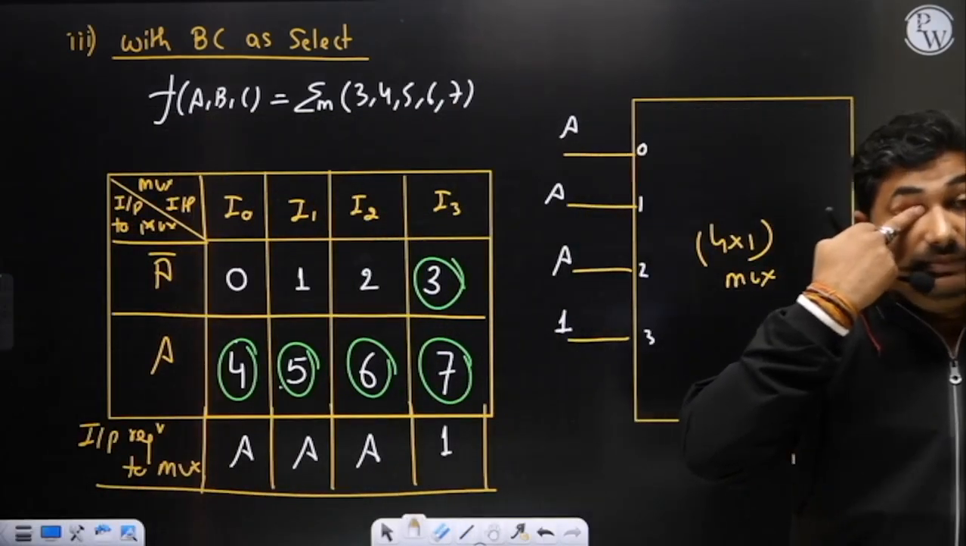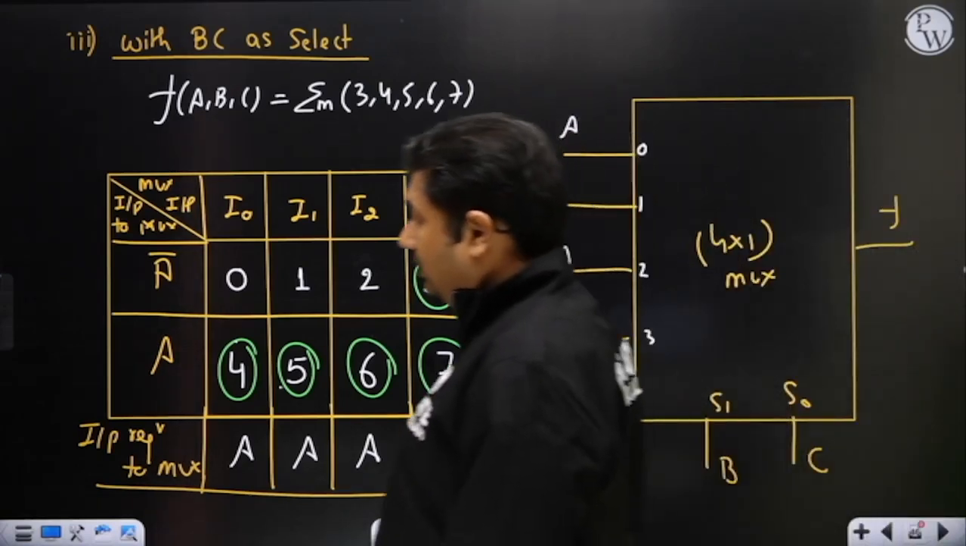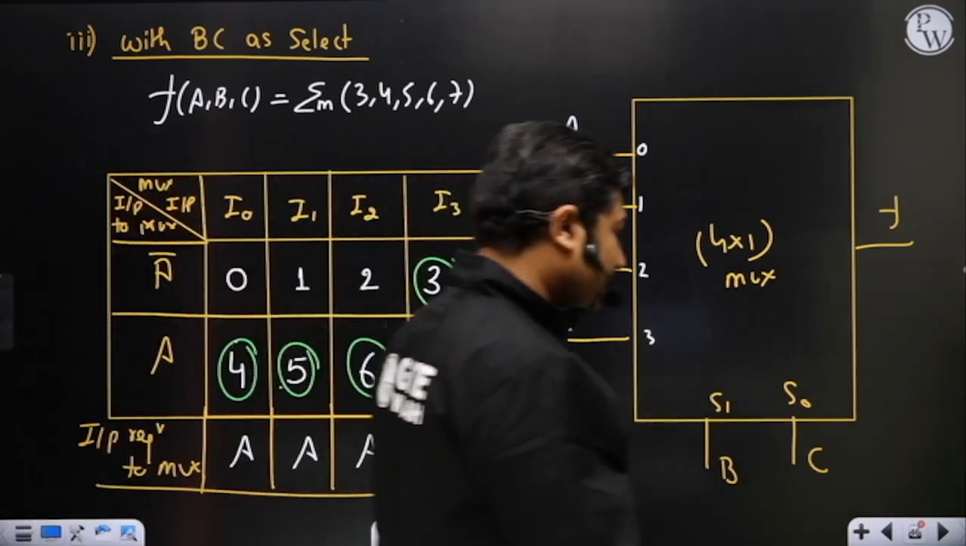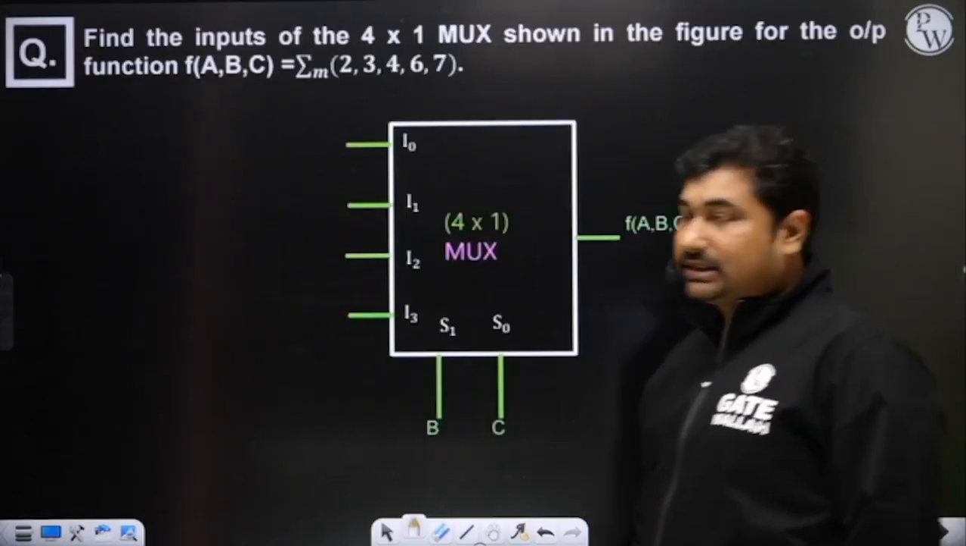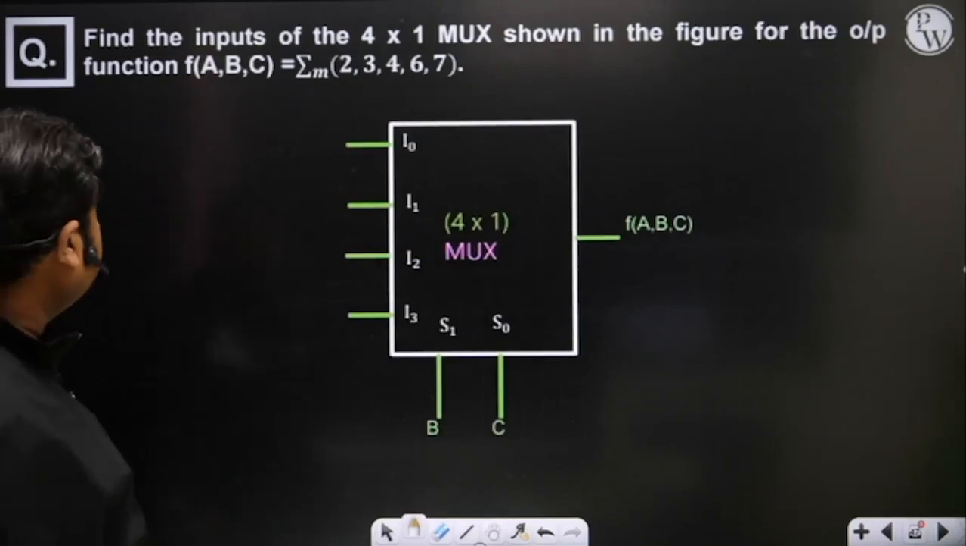Great sir, don't say BBB1, it's AAA1. Yes sir. Now we can implement any function by using a multiplexer. Is it okay? Great sir. Let's see one question. How will the question be framed? Objective type on this concept.